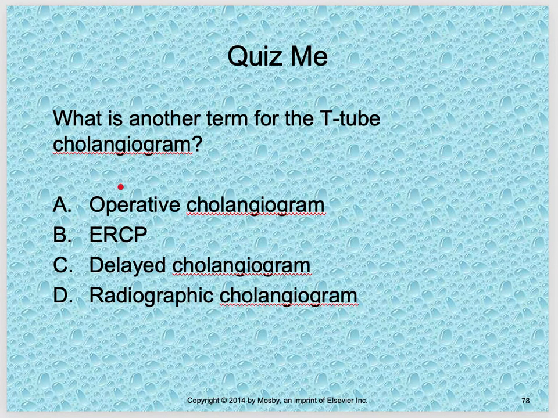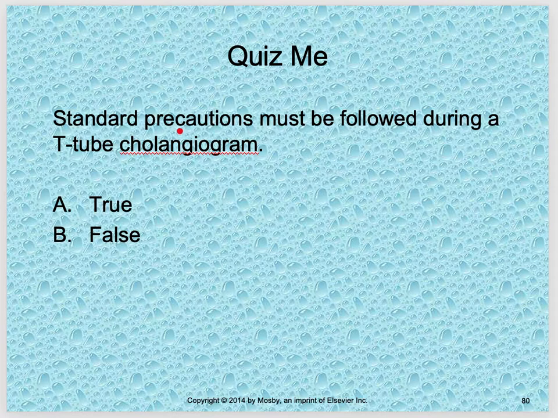So, what is another term for the T-tube cholangiogram? Is it operative cholangiogram, ERCP, delayed cholangiogram, or radiographic cholangiogram? Go back through those PowerPoint slides, and you'll know that another term for the T-tube cholangiogram is the delayed cholangiogram. All right, standard precautions must be followed during a T-tube cholangiogram. So are you going to follow standard precautions, or some other precaution during that T-tube cholangiogram? And we know that we are going to use standard precautions.